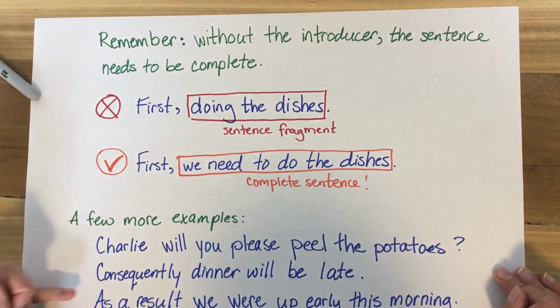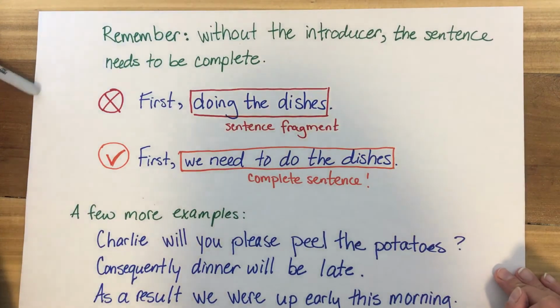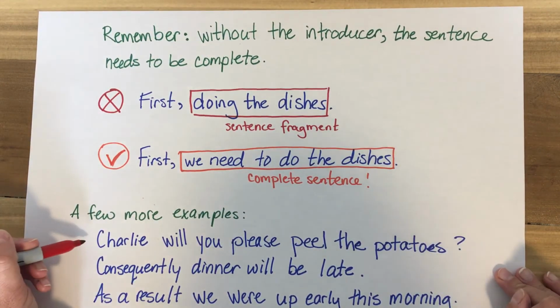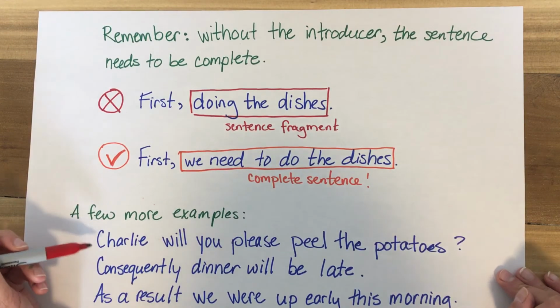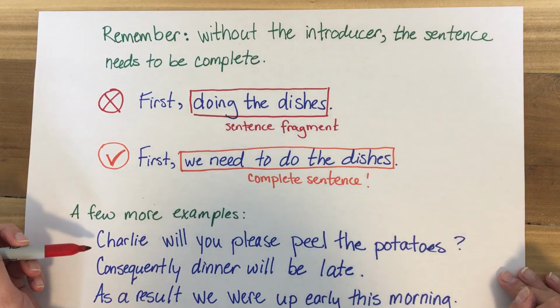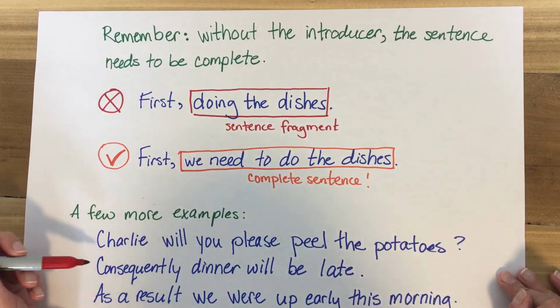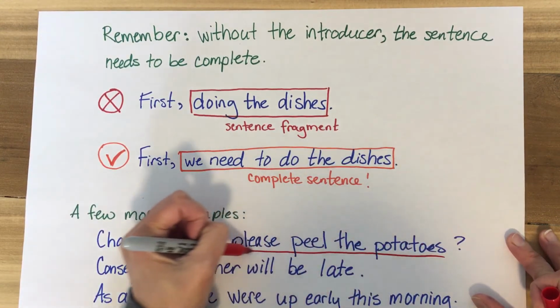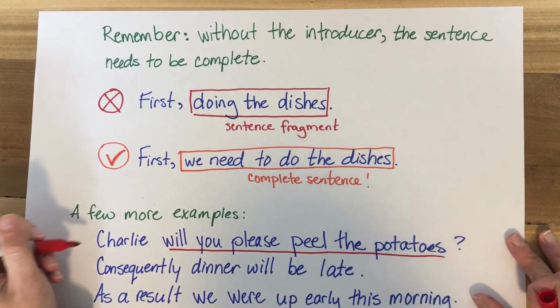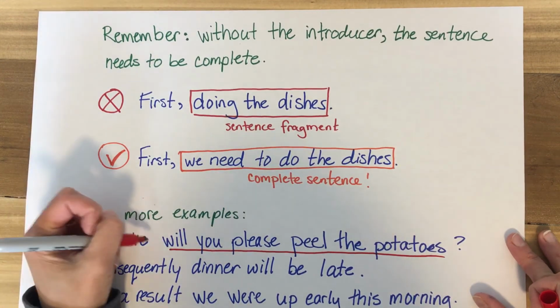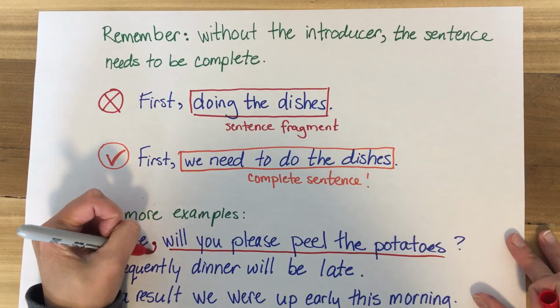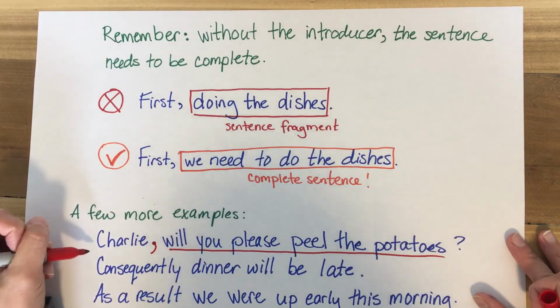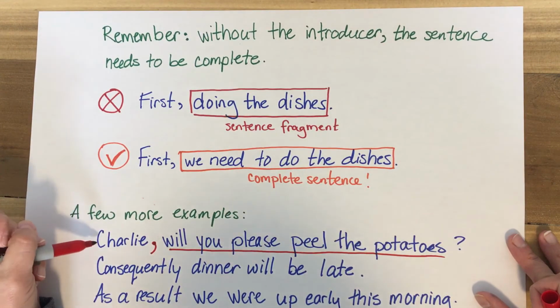So let's take a look at these examples. If you grab your red pen or whatever other colored pen, we need to add the commas in here. Okay? So Charlie, will you please peel the potatoes? Now, the real sentence, the full sentence, is a request. Will you peel the potatoes? Okay? The introducer in here is Charlie. That's giving me more information. I'm going to set it off or section it off with a comma. Now it makes sense. Charlie, will you please peel the potatoes?